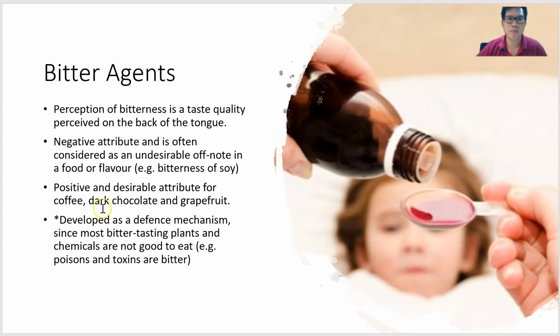Usually bitter is because of the components, which sometimes are poison. Bitter is actually a defense mechanism, since most bitter-tasting plants and chemicals are not good to eat; it's either poison or toxin. Medicine contains a lot of these bitter agents, because medicine is often for killing bacteria or curing certain things.